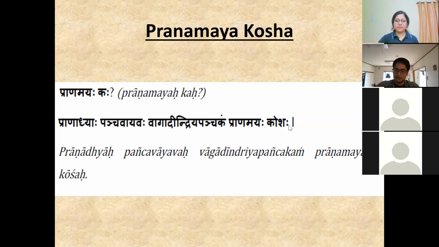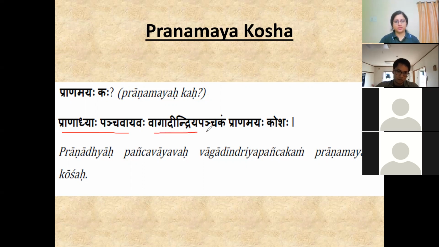Now we are at Pranamaya kosha, the energy sheath. Here the author has given what the components of this Pranamaya kosha are. He says Pranadhyaha Panchavayavaha. The prana adi, that is prana, etc., the 5 types of prana, is one component of Pranamaya kosha. And what is the other component?